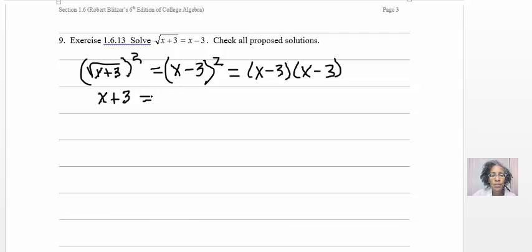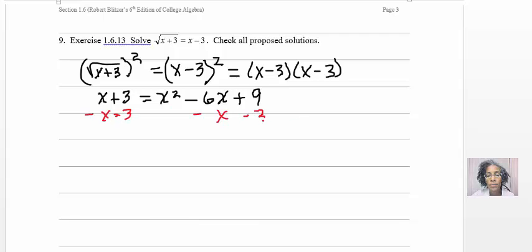So first times first gives me x squared. Outside times outside gives me minus 3x. But that's also what I get when I do inside times inside. So minus 3x is minus 6x. And minus 3 times minus 3 is plus 9. So this is what results, and I don't have any radicals remaining, so I'm ready to get this in standard form by subtracting x from both sides of the equation and by subtracting 3 from both sides of the equation.